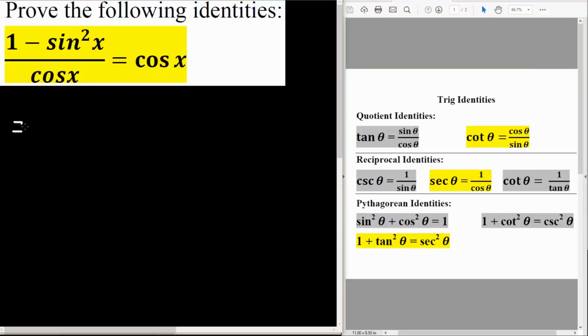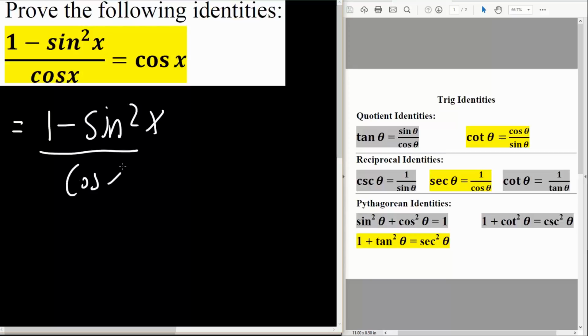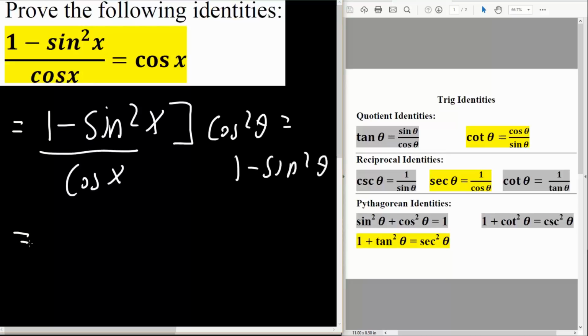So what we can say now is, 1 minus sine squared x. Instead of saying that, we can look at this identity. Let me just write it down: 1 minus sine squared x divided by cosine x. Now we have one identity that we can replace. So 1 minus sine squared x, this is very close. This means cosine squared theta is equal to 1 minus sine squared theta. And so we will simply replace it. This right here would be cosine squared x, so we would get cosine squared x divided by cosine x.